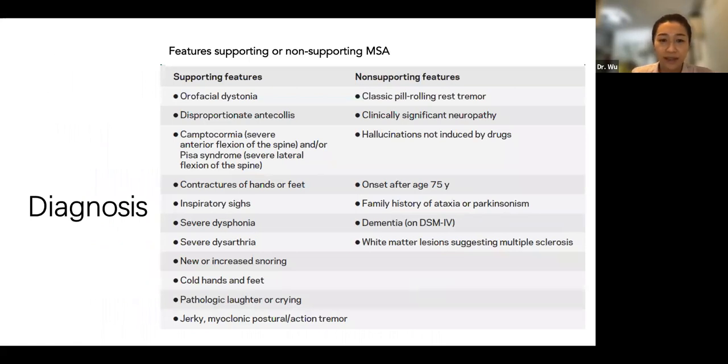And we should also notice that there are several features supporting or non-supporting MSA. I think we should pay more attention to the non-supporting features, such as classic pill-rolling rest tremor and clinically significant neuropathy. And also the onset after age 75 years old, family history of ataxia or Parkinsonism and dementia, and white matter lesions suggesting multiple sclerosis. These should be noticed as non-supporting features of MSA.